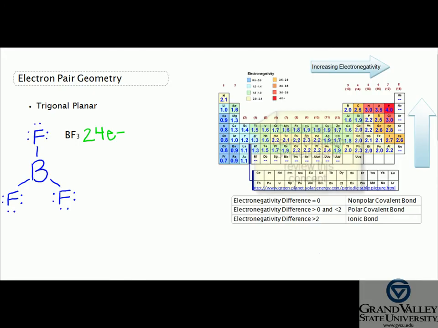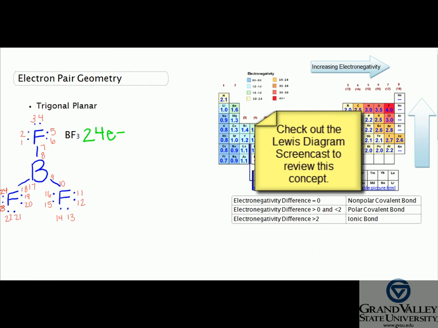After drawing the Lewis diagram, count the number of valence electrons in the molecule and compare that value to the calculated number of valence electrons to confirm the correct diagram was drawn.